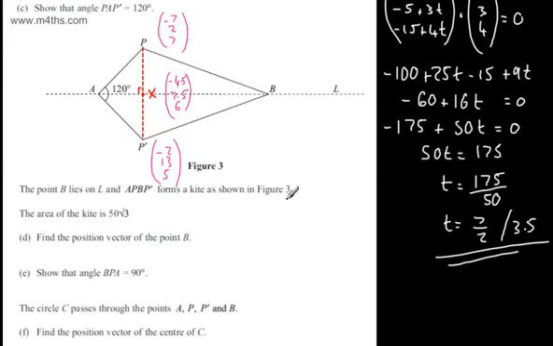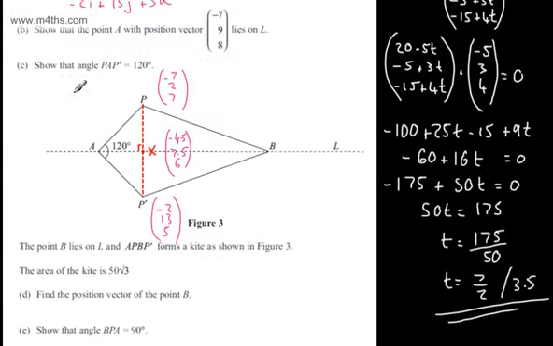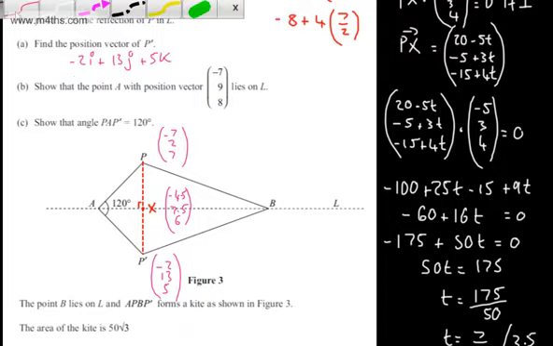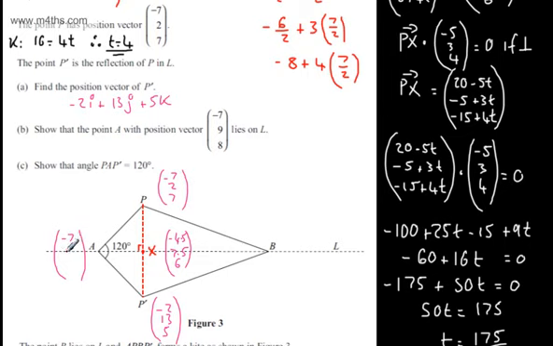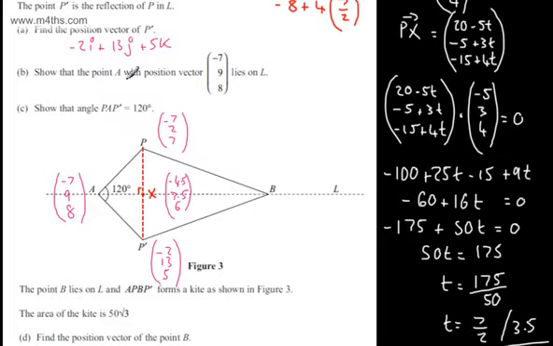So do write that out down here somewhere nice and neat. So let's go ahead and put that on. So what we've got then is now A. A has got the position vector minus 7, we've got 9, and we've got 8. We're asked now in part C to show that angle PAP' is 120 degrees.